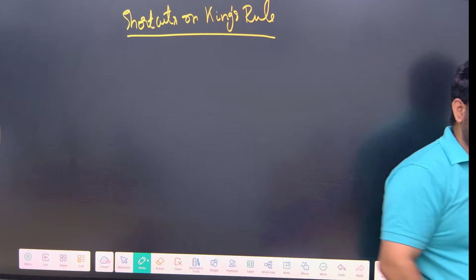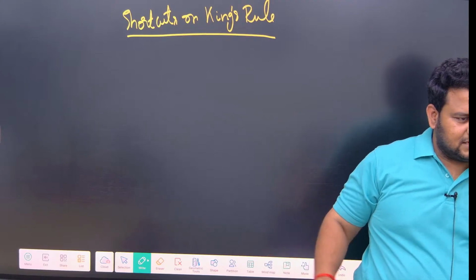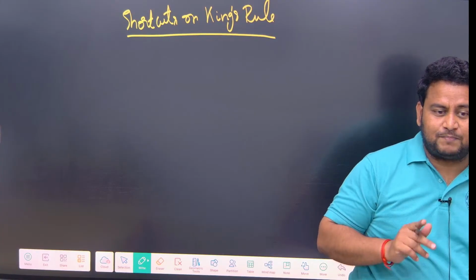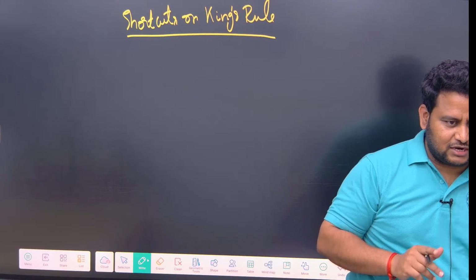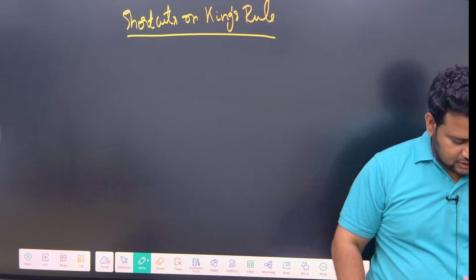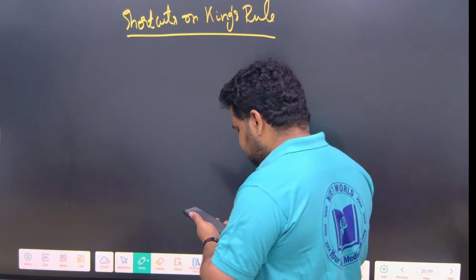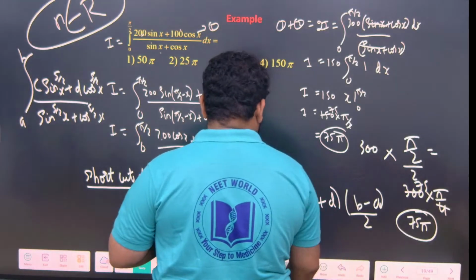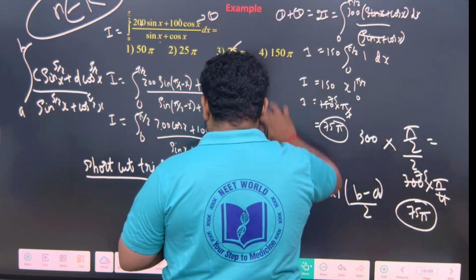Anyways, this King's rule is applicable only when the upper limit and lower limit, if you add them, should come equal to pi by 2. It should come equal to what? Pi by 2. Okay, so let us take up one more example for this.